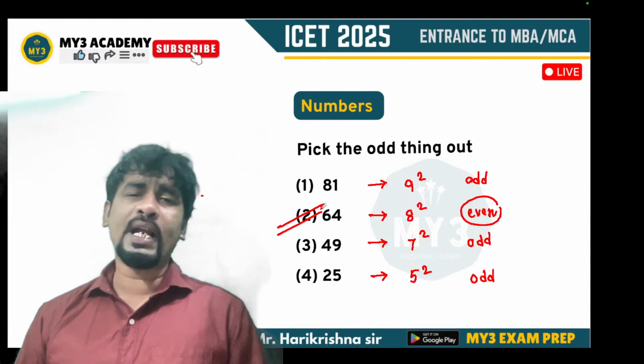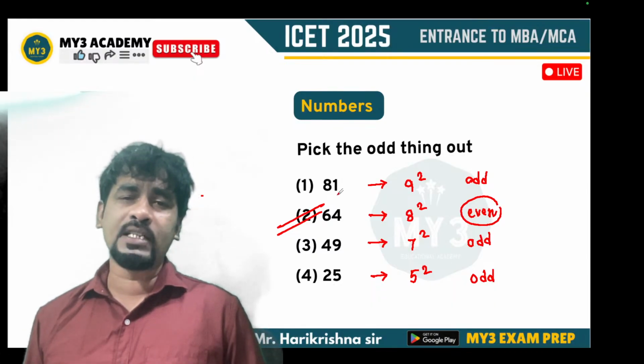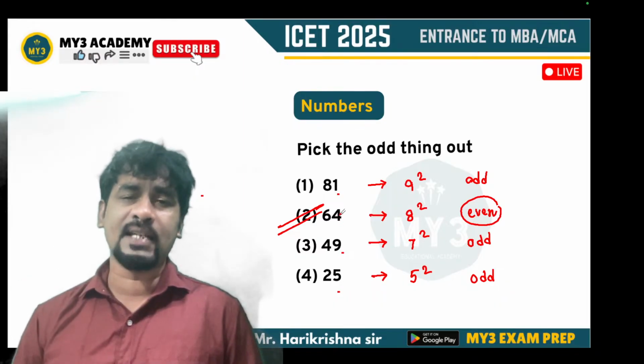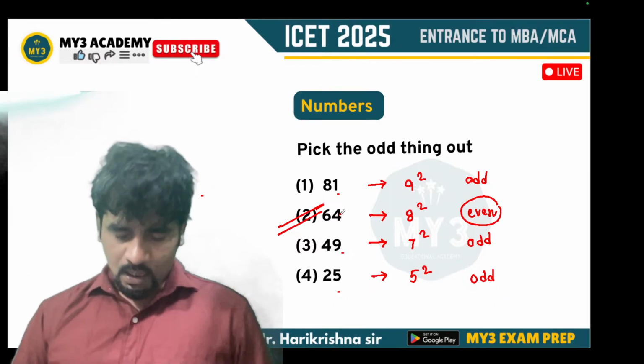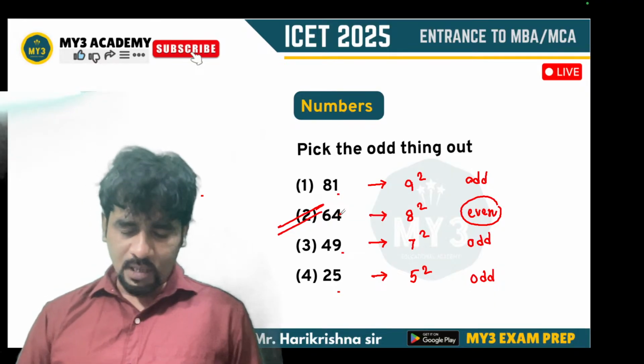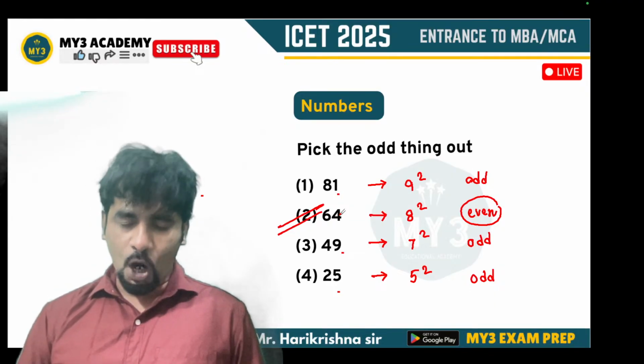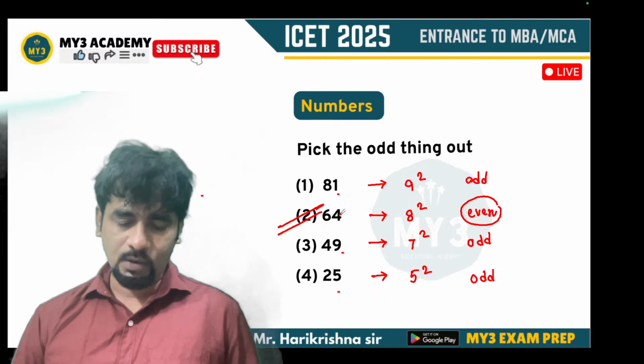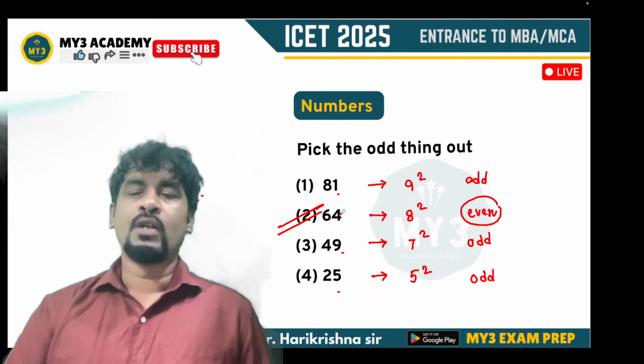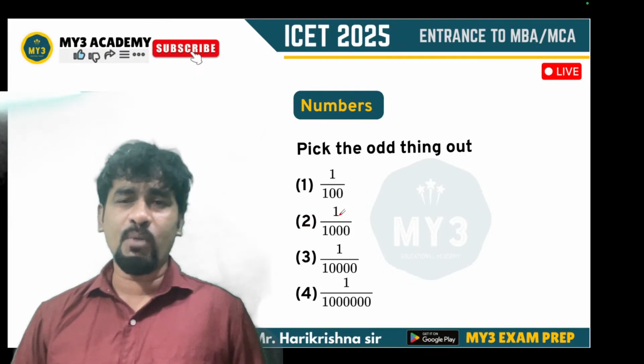And the other way of looking at the question is by looking at the numbers itself: odd number, odd number, odd number, it's an even number. Directly you can mark the answer as option 2. So you can use any one of the approaches and the answer for the question is going to be option 2 here. It's very simple to answer. So let's look at the next question which is available on the screen.